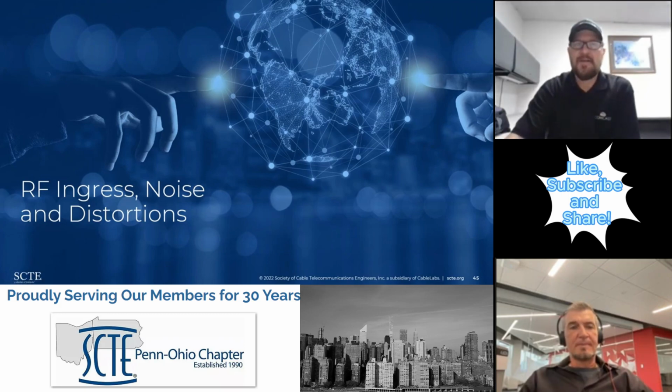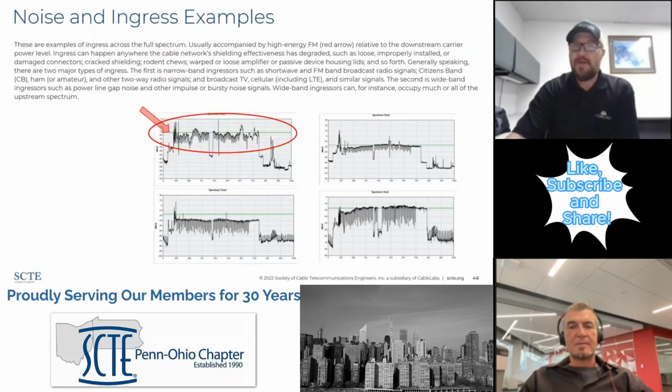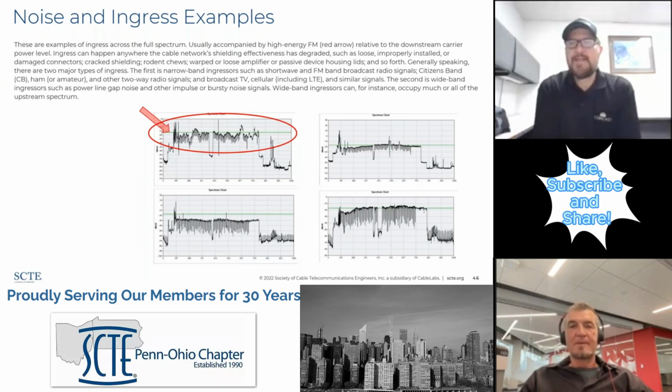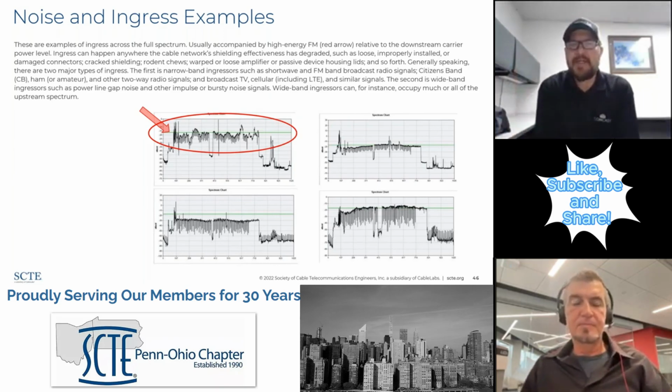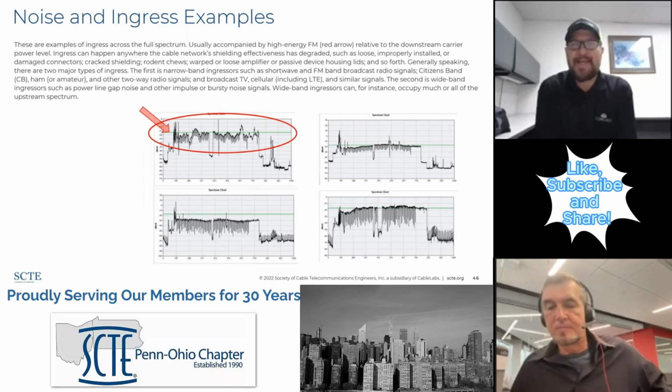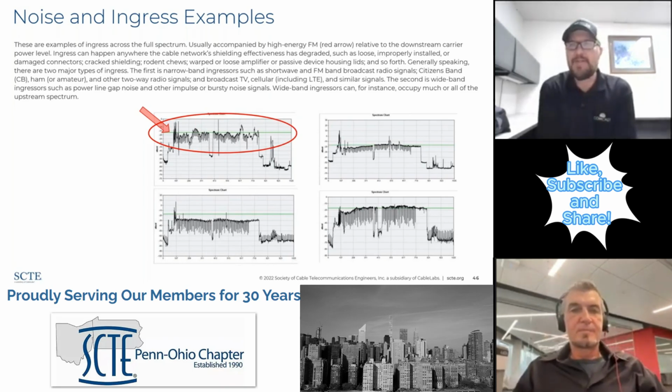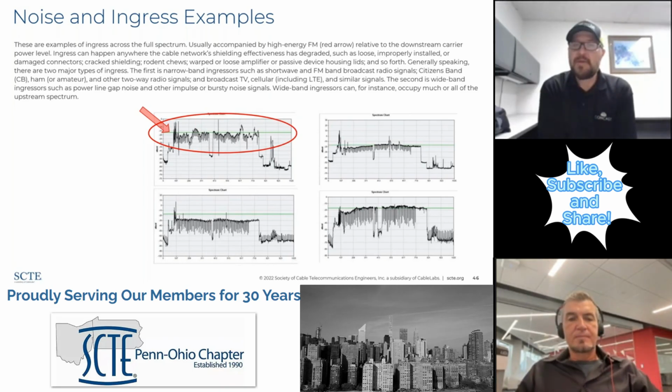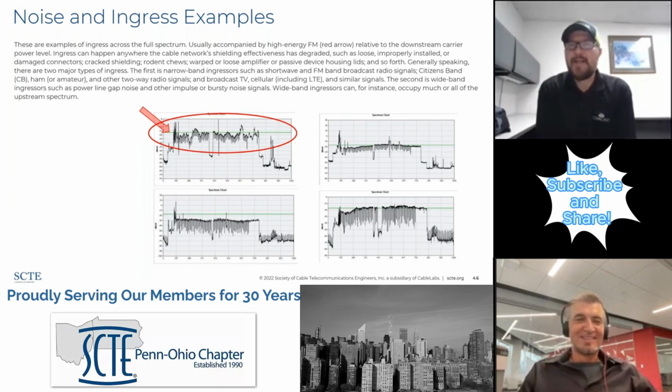Awesome. All right. RF ingress noise and distortions. So if you were to take a good antenna and a spectrum analyzer and just survey the air and see how much actual electromagnetic energy is bouncing around our environment, it might make you want to crawl into a cave and put on a tinfoil hat. There is a lot of energy bouncing around over the air.